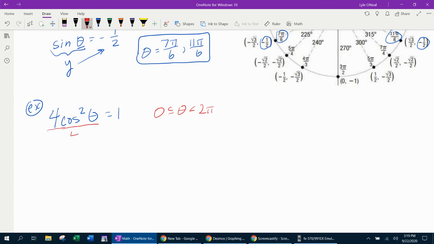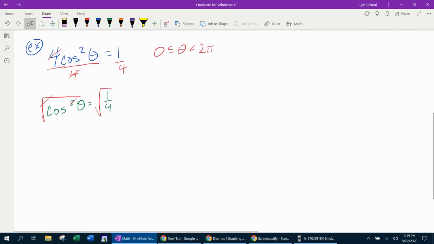So here we're going to need to get rid of the coefficient first. Dividing both sides by 4, that's going to give me cosine squared theta equals a fourth. And then I have to get rid of the squared. So we're going to take the square root of both sides. And then that's going to get me down to cosine theta equals. Now remember from your algebra, anytime you take the square root of both sides, you do get a plus or minus answer. And the square root of a fourth is a half.